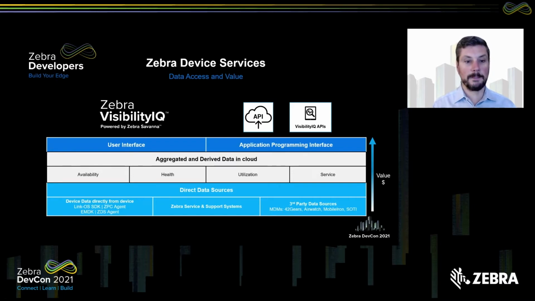We then, at that middle layer, are collecting that information and analyzing it. We're running some standard algorithms and some machine learning algorithms to do a much deeper analysis so we can get into that predictive state of what is happening, what should be happening for these planning purposes. We then present this either through that user interface, VisibilityIQ Foresight, or through the APIs that we'll be going through today.